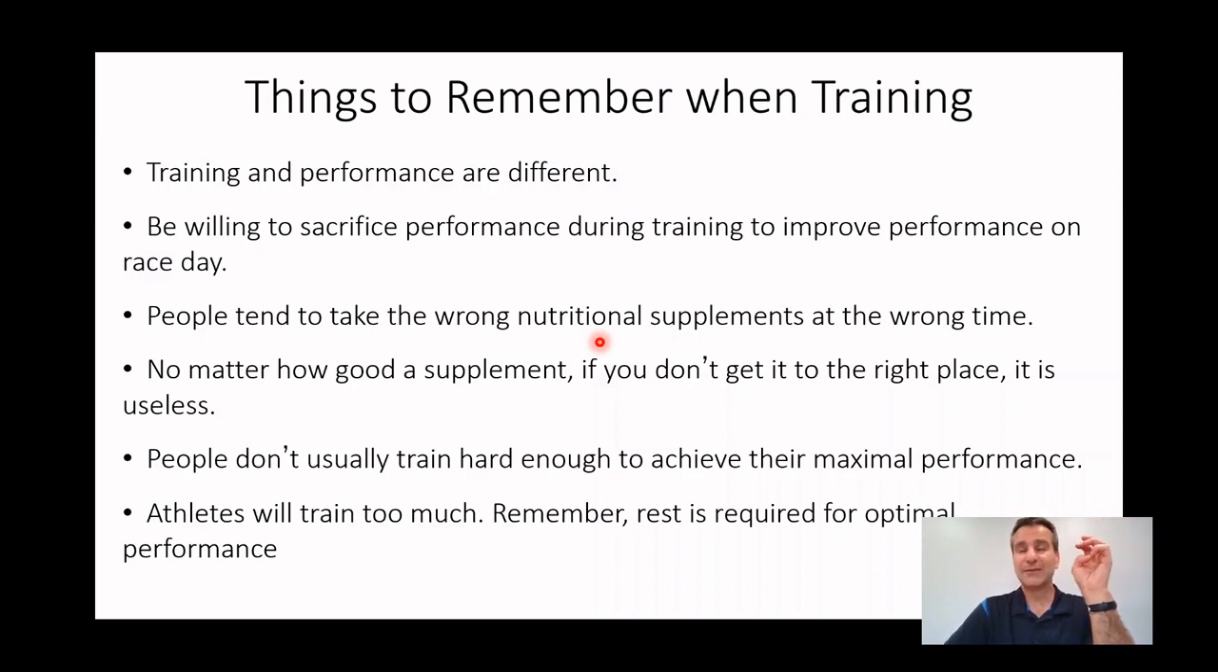The reality is that if we get our diet right, that's 90% of what we need to do. The extra 10% is if you really want to go above 90% of your maximum. If you want to be the top age group rower, you're going to need to train that extra 10%. But if you want to be fit for life, the 90% of getting your diet right is going to do much more than the 10% of getting nutritional supplements right. No matter how good a supplement is, if you don't get it to the right place, it's useless.